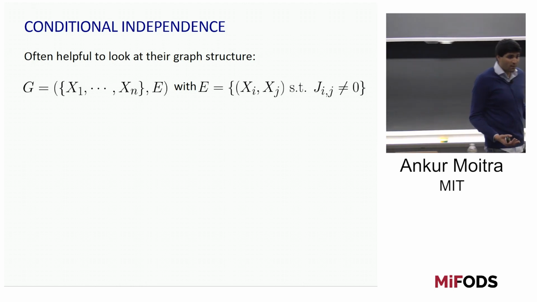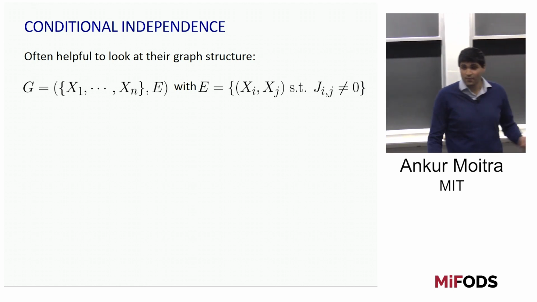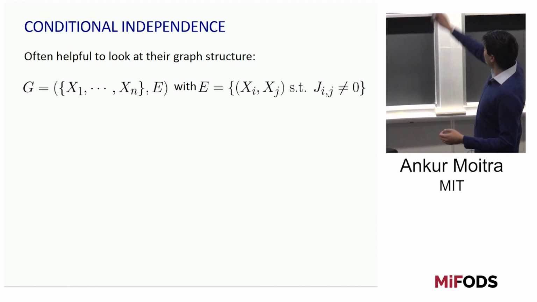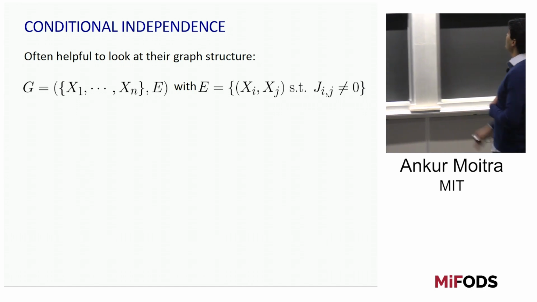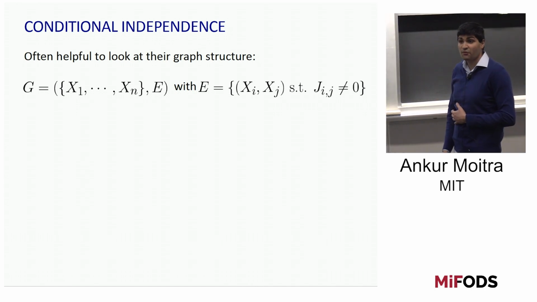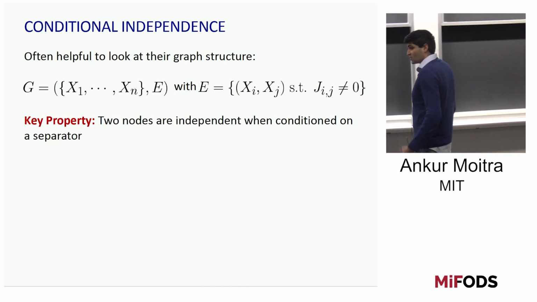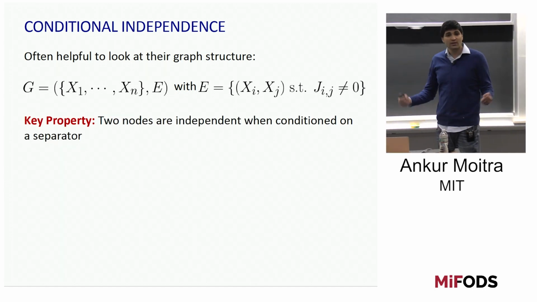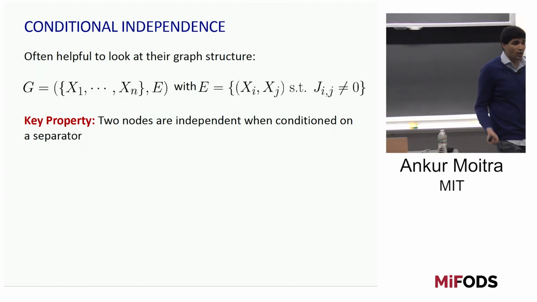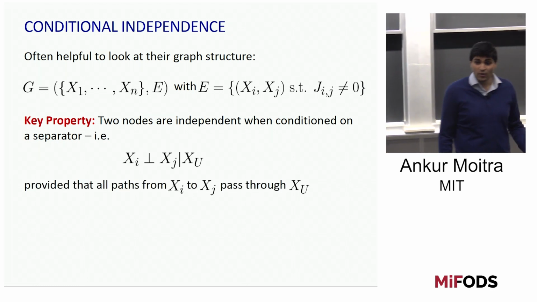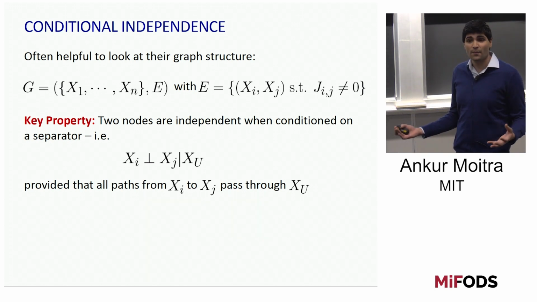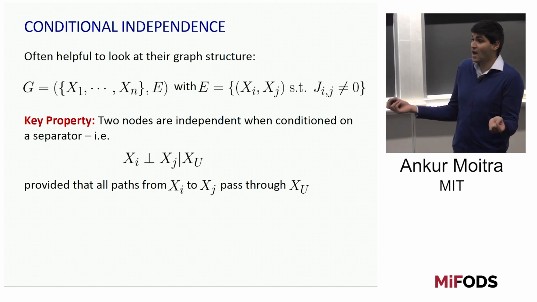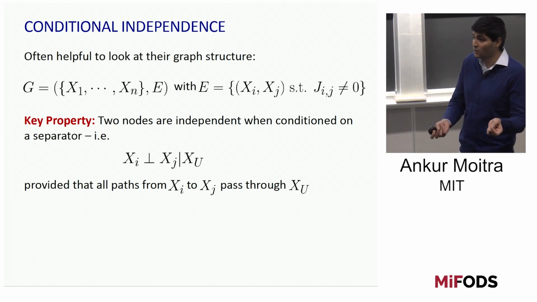The right language to think about this is, as you would expect, through a graph. You can take the graphical model and define a graph in which the vertex set is the set of variables x1 through xn, and you put an edge between two variables if they have a non-zero interaction. The key property is that this graph is the right abstraction for which things are conditionally independent. If you give me two variables, for example, xi and xj, and you condition on another set U, then xi and xj are conditionally independent if and only if all of the paths through the graph pass through the set U.